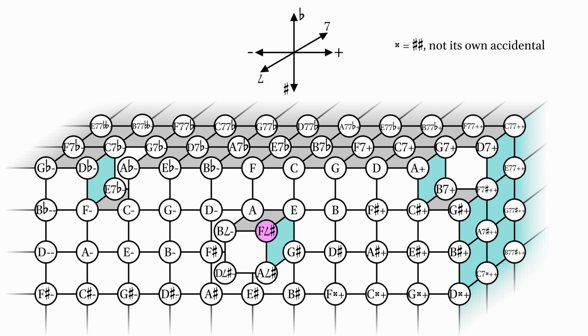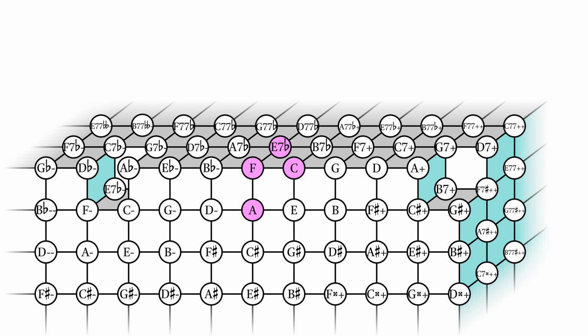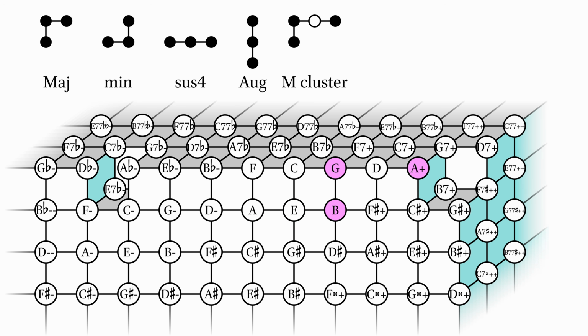Now that we have enough notes, let's build some chords. Each chord covers a small connected, or nearly connected, section of the grid, so we can make a unique little diagram for each one. This is a major triad. It's a simple shape and should sound pretty familiar. If you move it to another part of the grid, that moves it up or down, but it's still a major triad. Here's a minor triad, a sus4 chord, an augmented triad, and a major cluster.